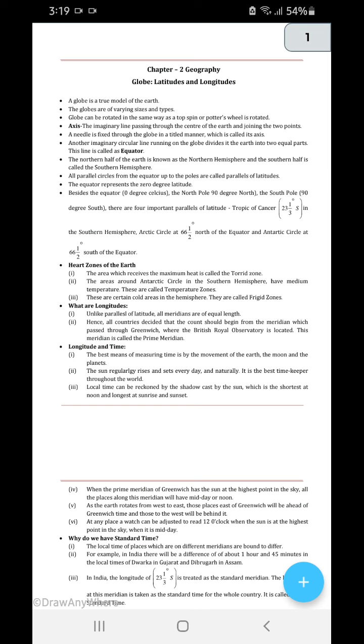All parallel circles from the equator up to the poles are called parallels of latitude. So all parallel lines that you see on the globe are called parallels of latitude. And the equator represents the 0 degree latitude.